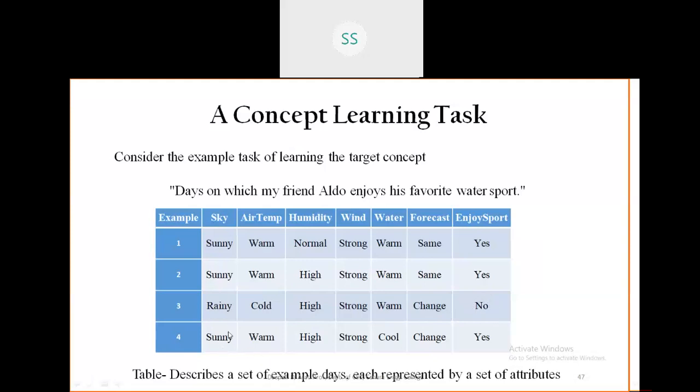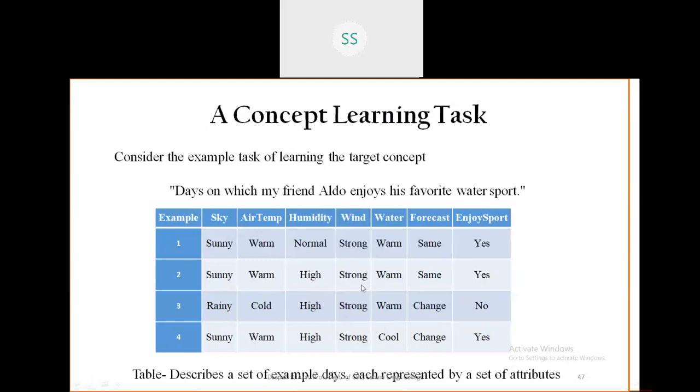Similarly, if the sky is sunny, it doesn't matter. Sky is sunny and air temperature is warm, humidity is high, wind is strong, water is cold, and forecast is going to change it. Then subsequently we are going to enjoy the sports. So this is how you are going to play the game.